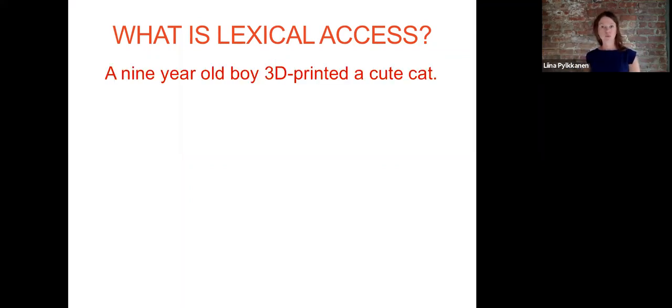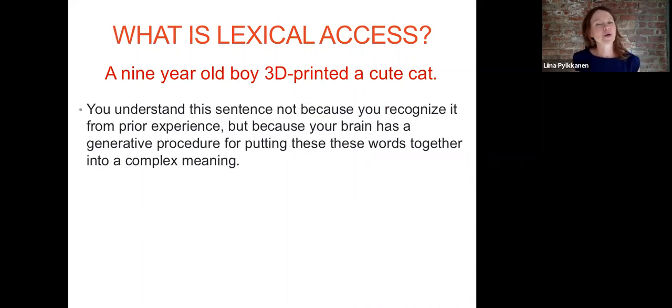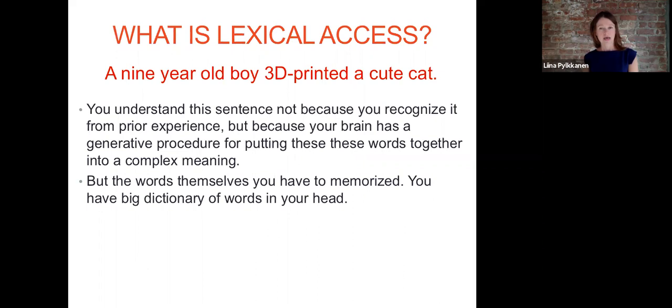A 9-year-old boy 3D printed a cute cat. Happens to be an event that just happened in my house. So you understand this sentence, not because you recognize it from your prior experience, but because your brain has some generative procedure for putting these particular words together into a complex meaning. But the words themselves, you do need to memorize.